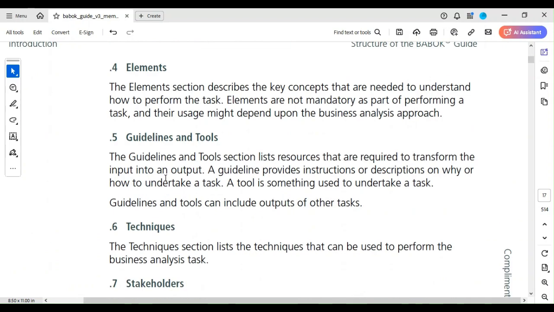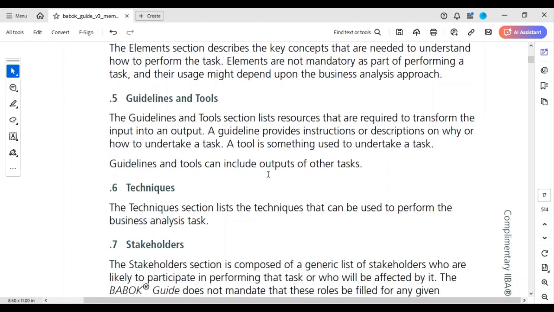So let's move on. Elements. The element section describes the key concepts that are needed to understand how to perform the task. So the element helps you to understand how to perform the task. Simple. Now, elements are not mandatory as part of performing a task, and their usage might depend upon the business analysis approach. So usage of elements is dependent on the business analysis approach.